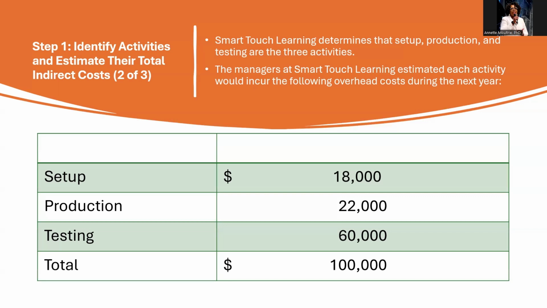So you see here for Smart Touch Learning, they determined the setup, the production, and testing activities. The managers at Smart Touch Learning estimated each activity would incur the following overhead. They estimated that setup would be about $18,000, production $22,000, testing $60,000. So you see there's a lot that they anticipate in the testing phase of their product or services. So the total came to $100,000.